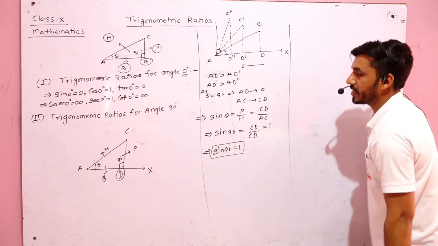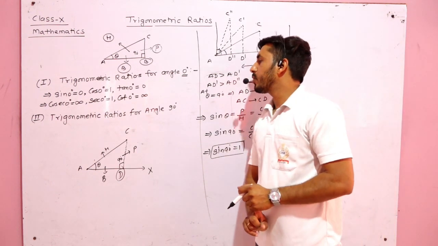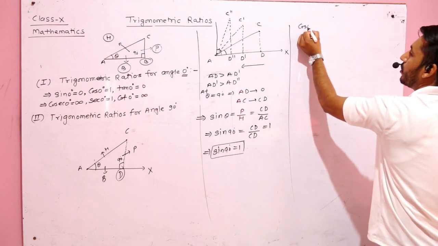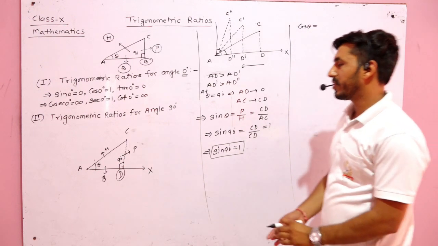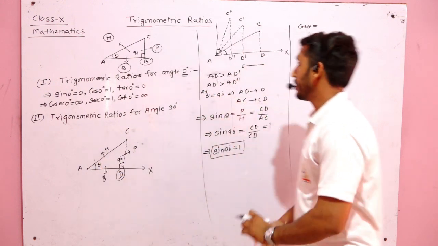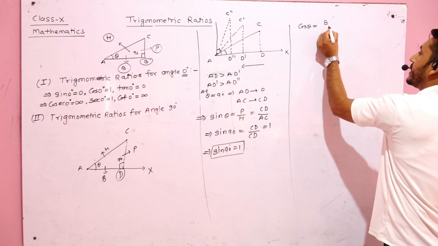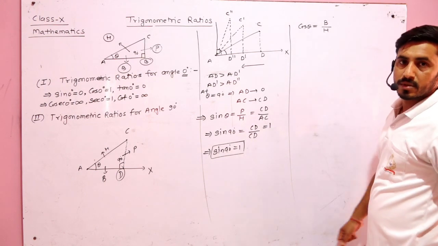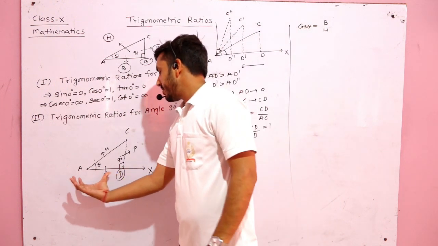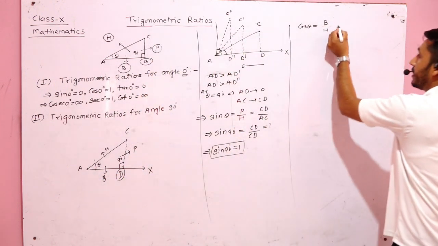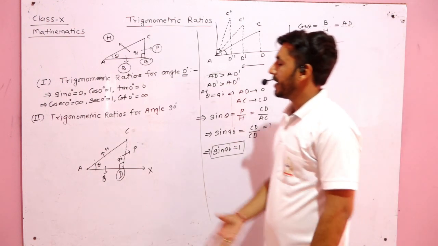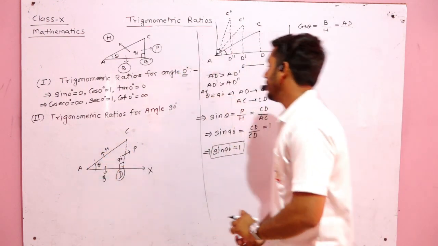The next trigonometric ratio is cos theta. We know cos theta is equal to, you can see from this diagram, base upon hypotenuse. What is the value of base? You can see the base is given by AD. Then the value will be AD upon, what is the value of AC? Sorry, hypotenuse, it is AC.